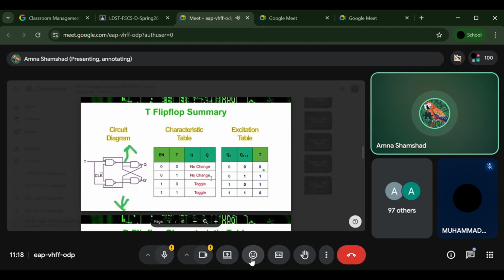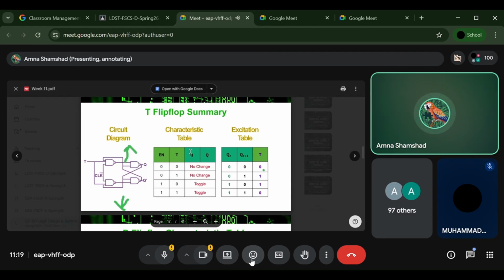I will share this slide. Then you have the circuit diagrams for all of you. We have not discussed the circuit diagrams of all these flip-flops, but here you have the circuit diagrams as well. So you can draw all these 4 circuit diagrams in your copies also. This is the same characteristic table and excitation table that we have discussed, that T is basically for toggling.